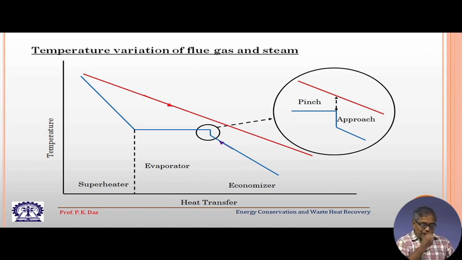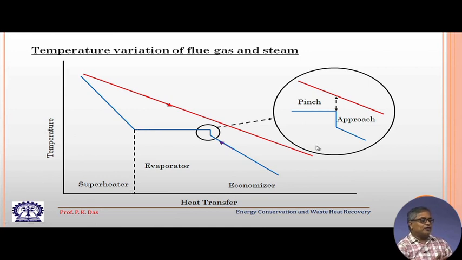Now, if we see how the temperature is changing, this kind of figure I have shown earlier also. So, this is how, for a single pressure, the temperature of the gas stream is getting reduced, and this is how the temperature of the working fluid of the steam cycle is increasing. So, up to this it is economizer, and then there is evaporator, starting from here to here it is evaporator, and then there is superheater.